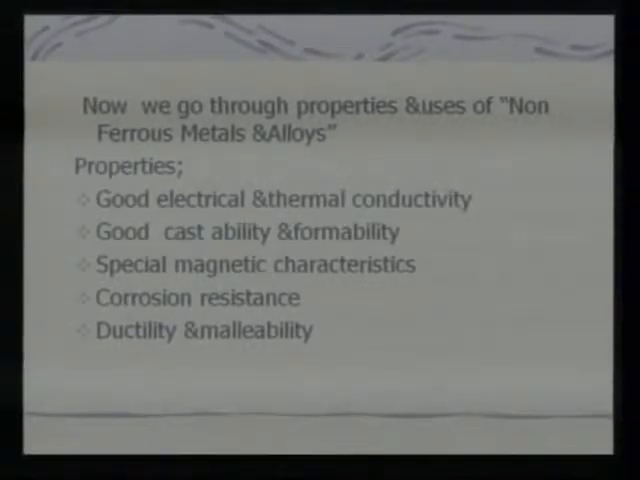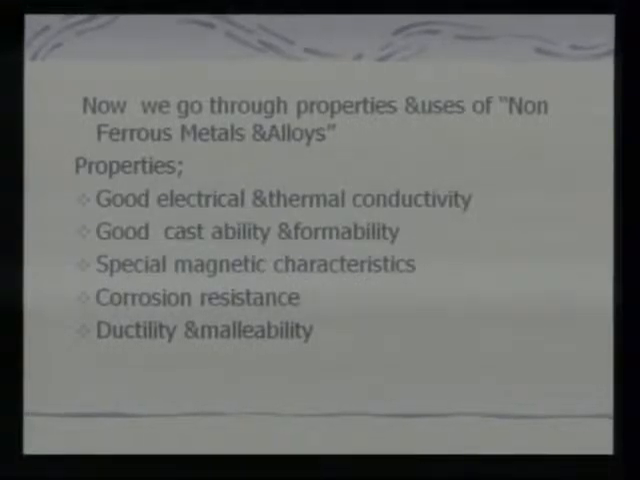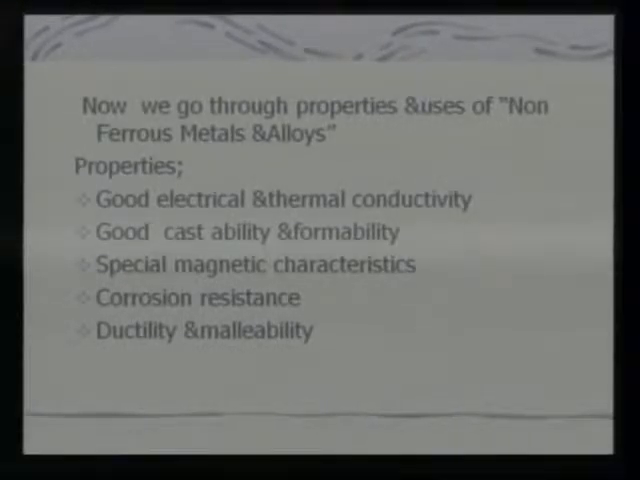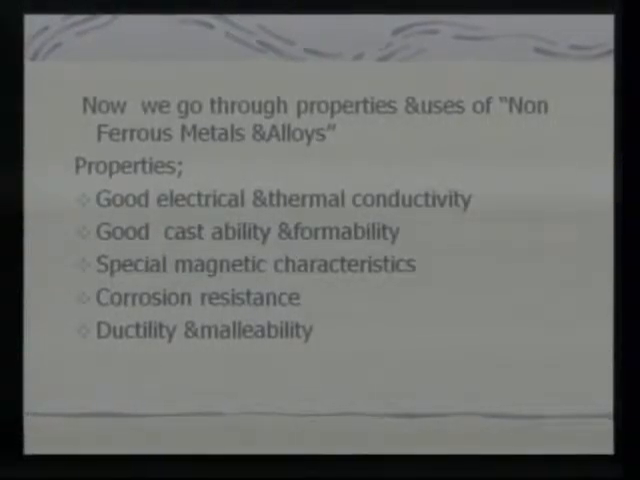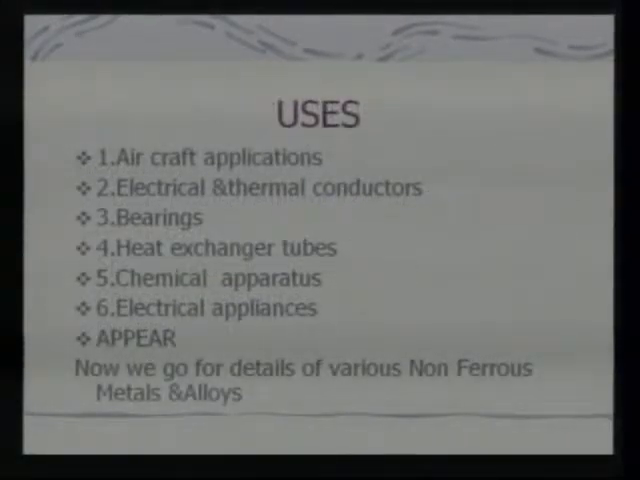Special magnetic characteristics, that is ferrous metals and alloys are usually magnetic, whereas most of the non-ferrous metals and alloys are non-magnetic in nature. This sometimes finds some uses. Next is corrosion resistance. Next is ductility and malleability. By ductility we mean they can be drawn into wires and cables very easily. Malleability is the property due to which they can be made into sheets and plates, such as silver foils or aluminium sheets. Due to the above said properties, they find the following uses.